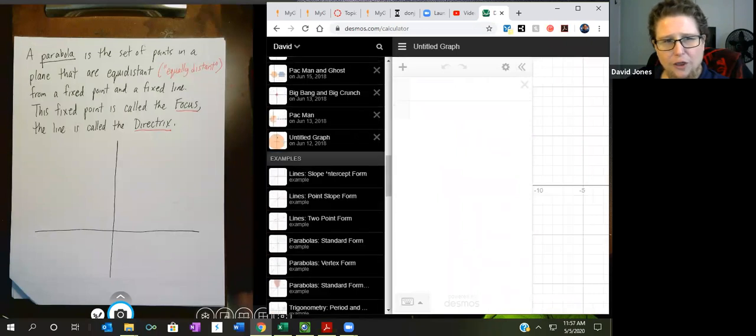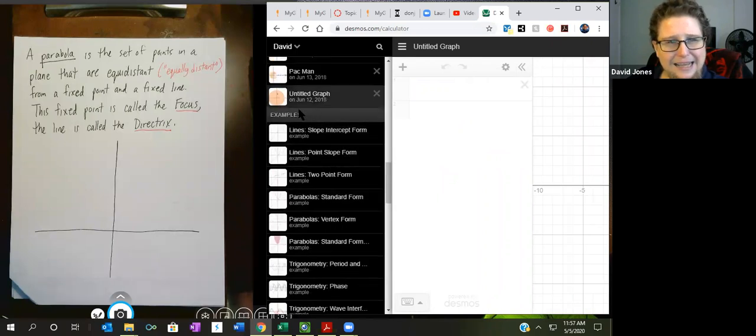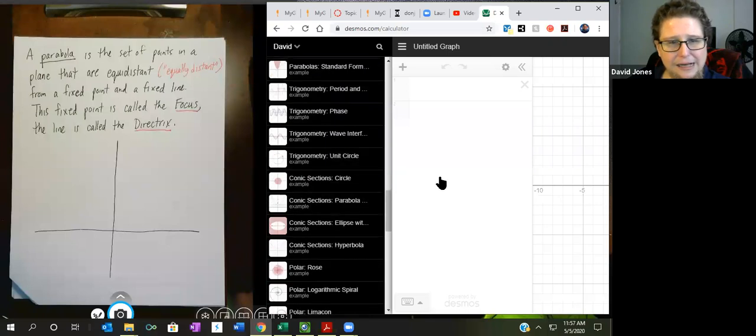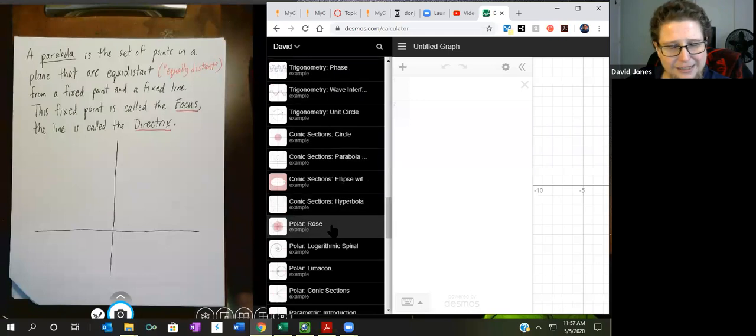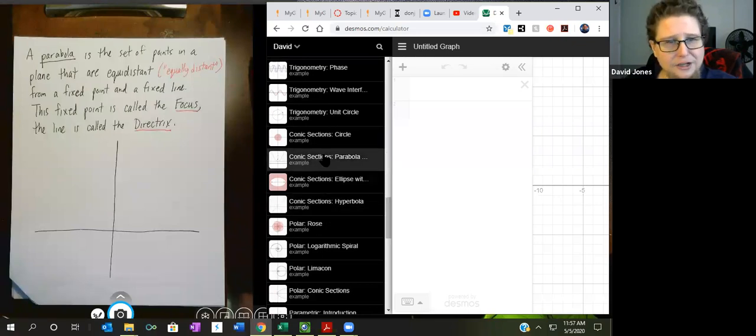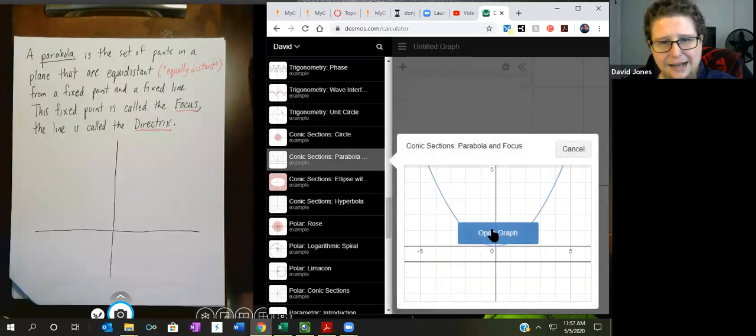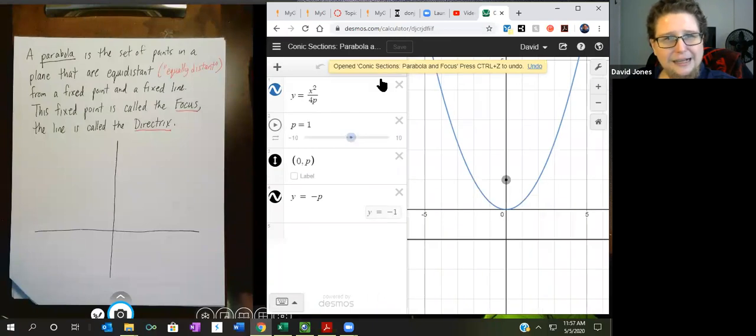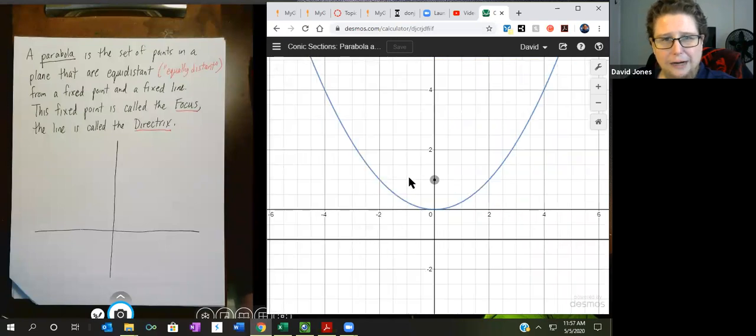If you go all the way down past it, they give you examples. We've got parabolas in standard form, vertex form. We get down to the conic sections. Oh, this is for trigonometry. I should have loaded that up for trigonometry. Conic sections, parabola. I open the graph and look what it gives me. It shows me the picture of a parabola.